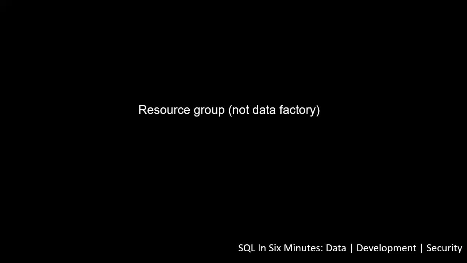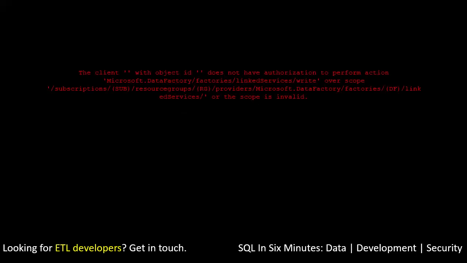So this is just looking at this error here. And again, what you might see instead of linked services is something along the lines of pipelines or datasets, etc. Linked services is just one of the things that you can write or read in Data Factory.